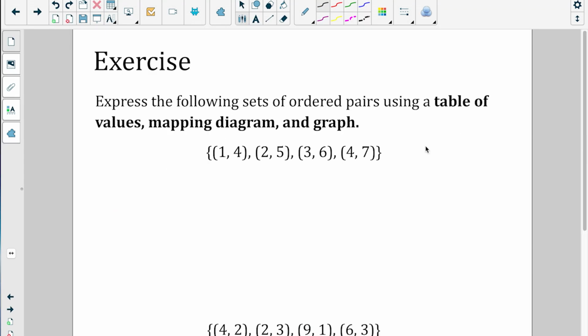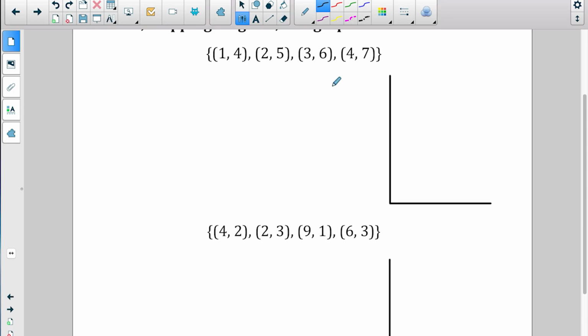Let's take a few minutes here to practice some questions. You guys can go ahead and pause the video and try these out at your own pace. When you're ready, go ahead and unpause the video. So looking at our first example here, we have a set of ordered pairs that we need to express as a table of values, a mapping diagram, as well as a graph.